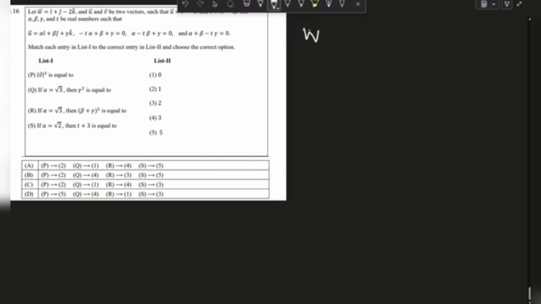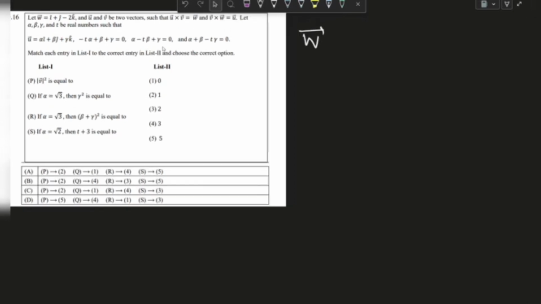So basically we have a W vector which is (1, 1, -2), and it is given that U cross V is W. I will write it down. And also V cross W is U.